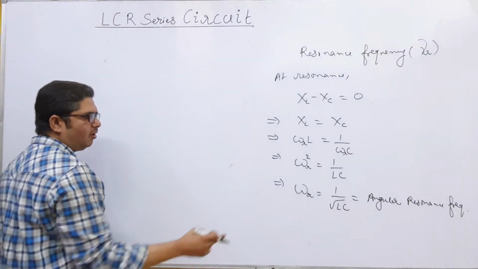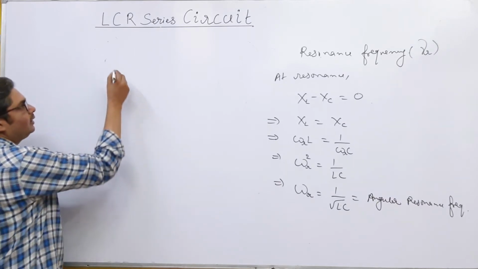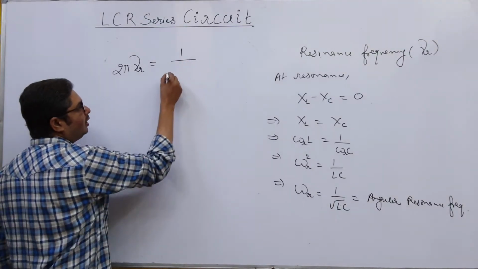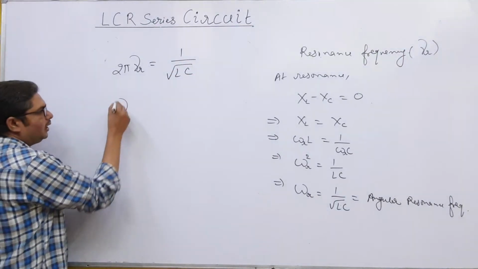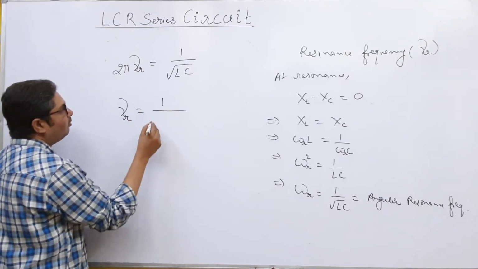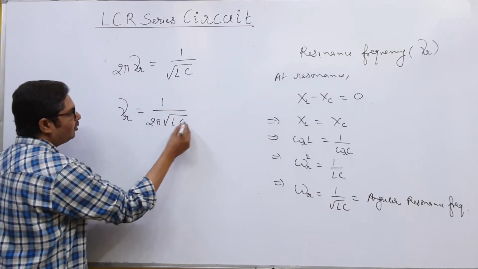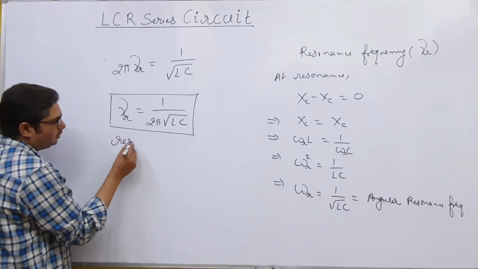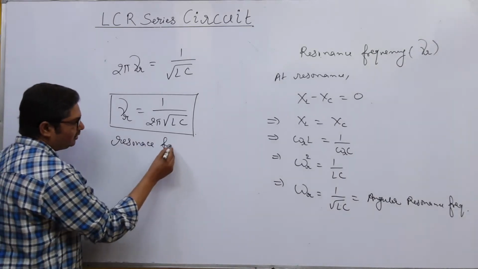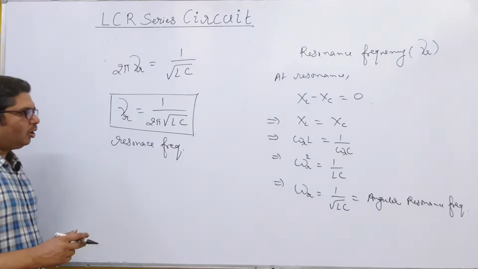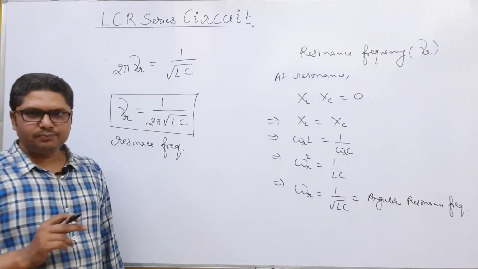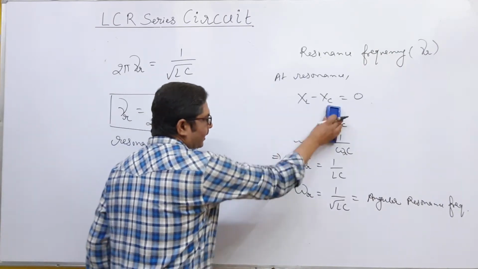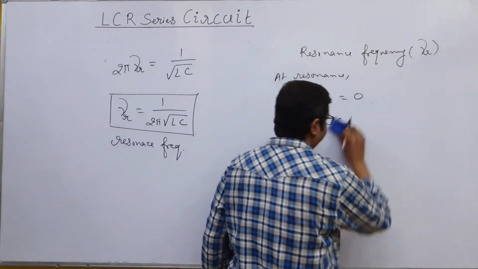So we put the value of omega R. What is the value of omega R? This is 2 pi nu R. So 2 pi nu R equals 1 upon under root LC. So from here you have nu R equals 1 by 2 pi under root L upon C. This is said to be the resonance frequency. Now you have learned what the resonance frequency is. In between this topic, there is a term known as power factor.